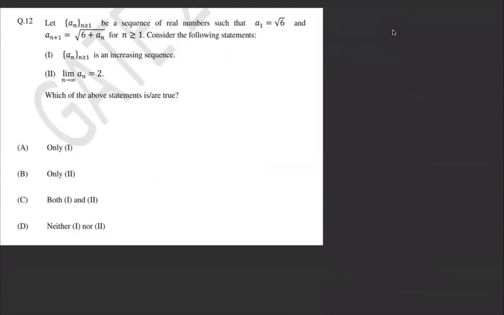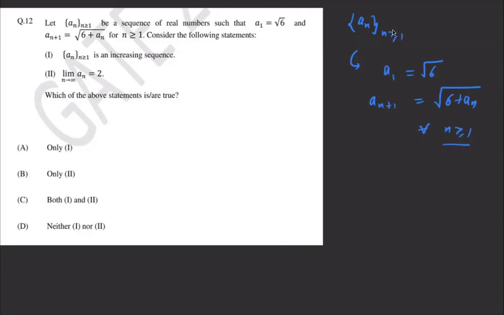So we are given: let a_n be a sequence of real numbers such that a_1 is under root of 6 and a_{n+1} is under root of 6 plus a_n. Whatever is given, I'm going to write that first. So we are having some sequence, n greater than or equal to 1, with the condition that a_1, the first term, will be under root of 6, and a_{n+1} is under root of 6 plus a_n for all values of n greater than or equal to 1.